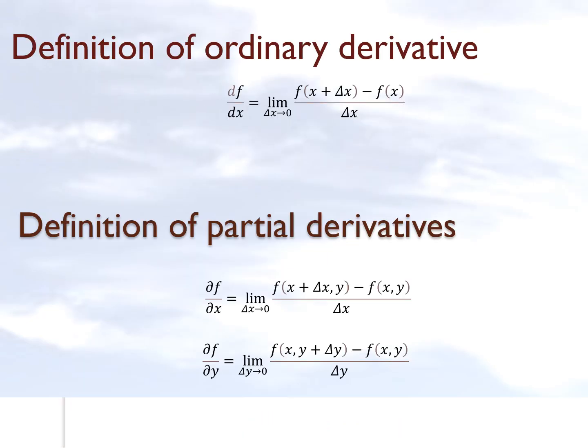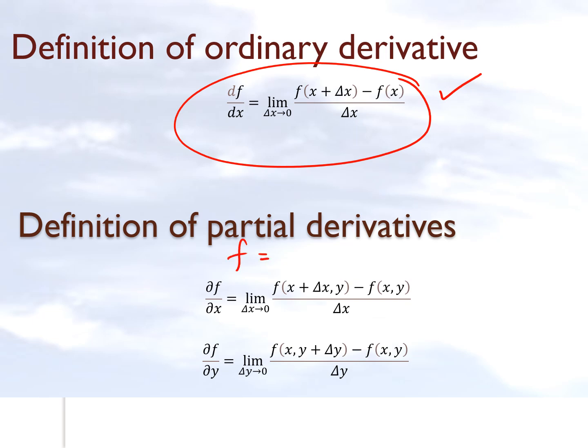So if you remember, your ordinary derivative is defined as this: we find the slope of the function at a particular point, and we take the limit of the run to 0, and that's how we get the ordinary derivative. Now the partial derivative means that you may have a function of more than one variable. So this is only for a function of one variable.